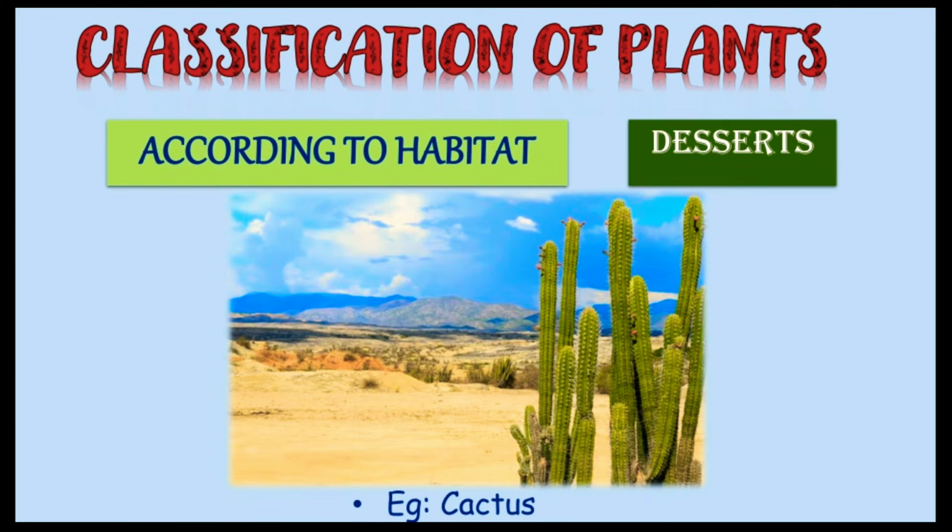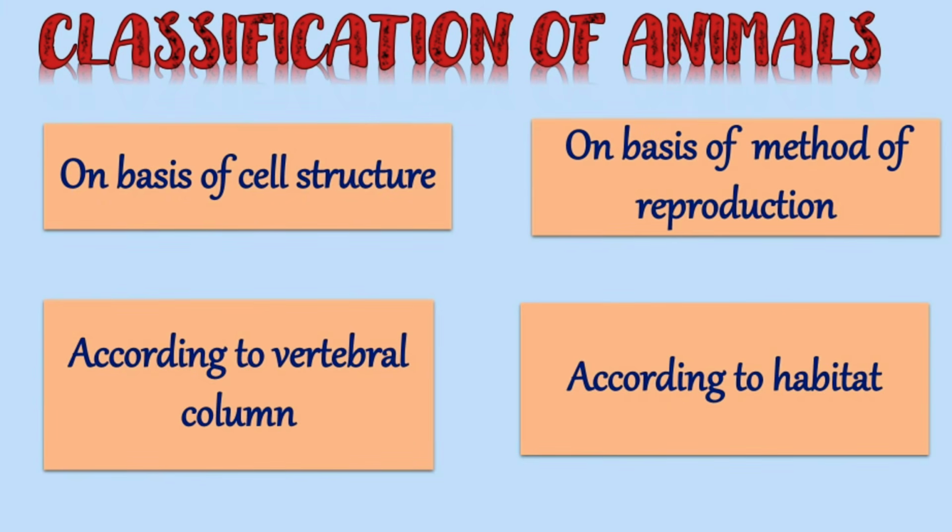Some plants grow in deserts as well. Yes, cactus grows in deserts. So, as we have classified plants, there is also diversity in animals. So, let's see diversity and classification in animals.